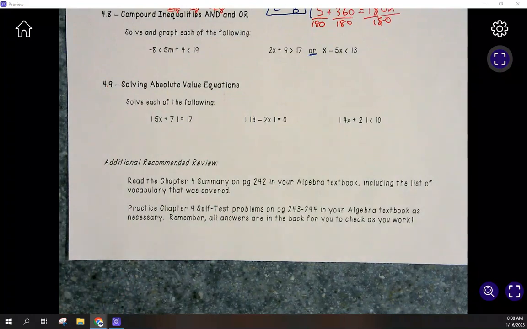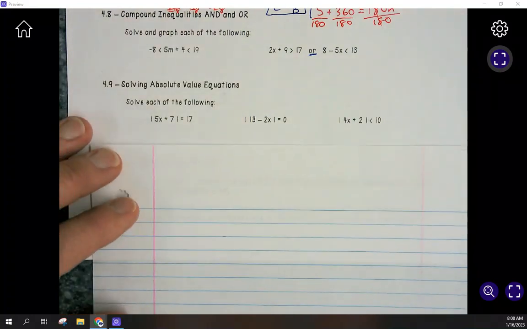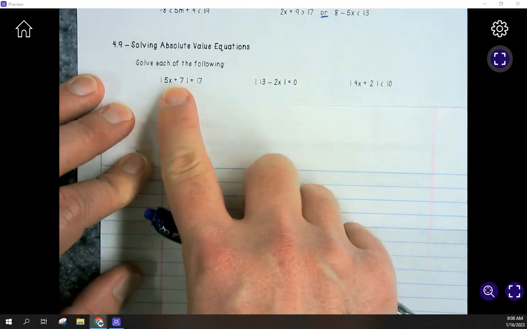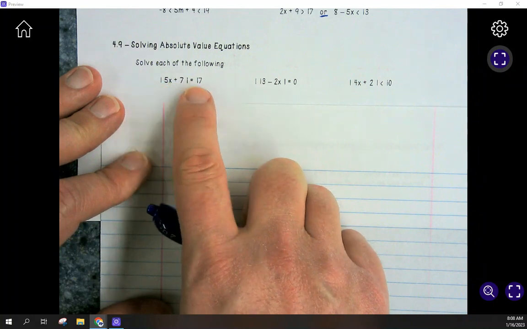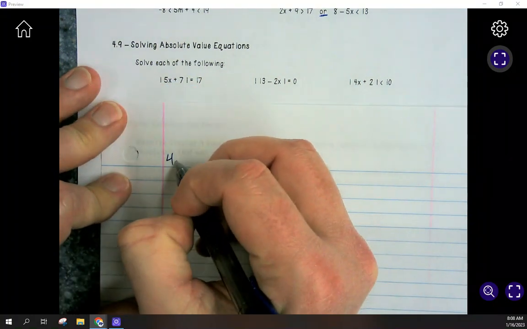All right, and then 4.9 is absolute value. So for these, we have to consider the fact that, like here, this answer could have been 17, but it could have been negative 17 because absolute value makes it positive. So 4.9.